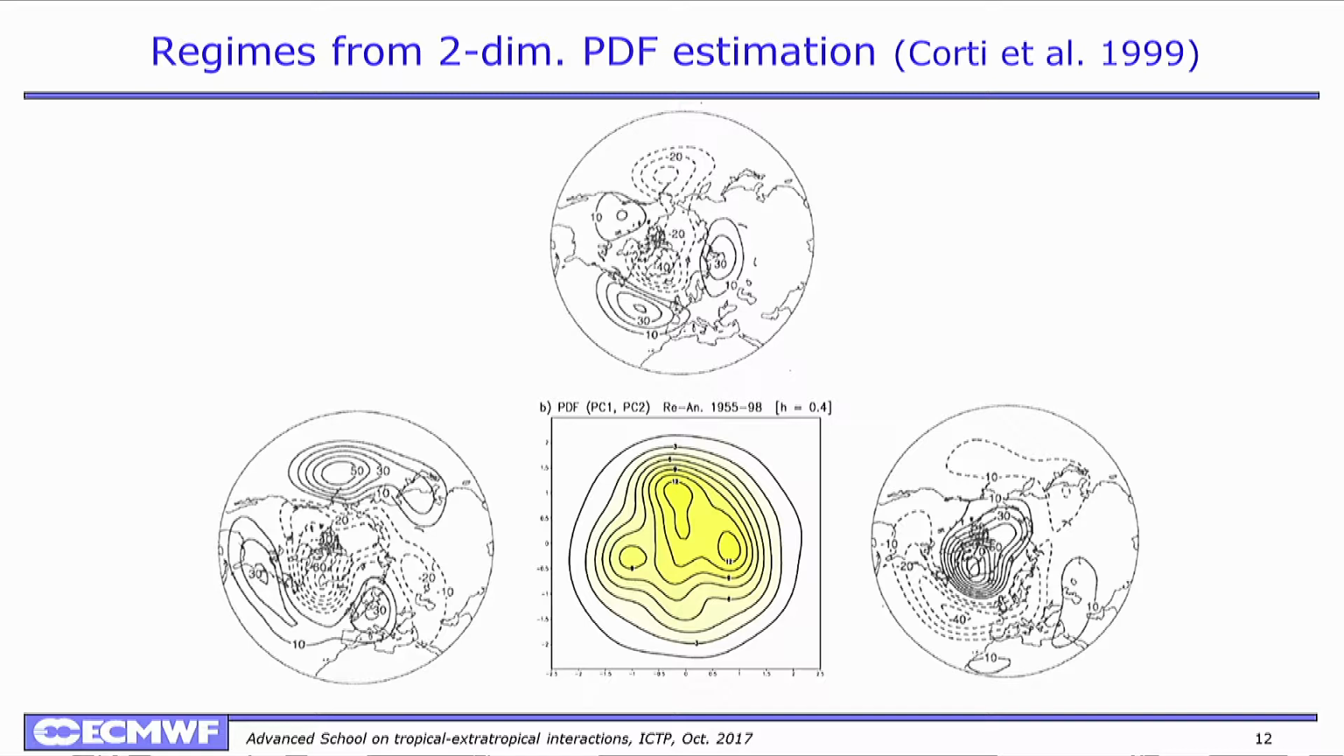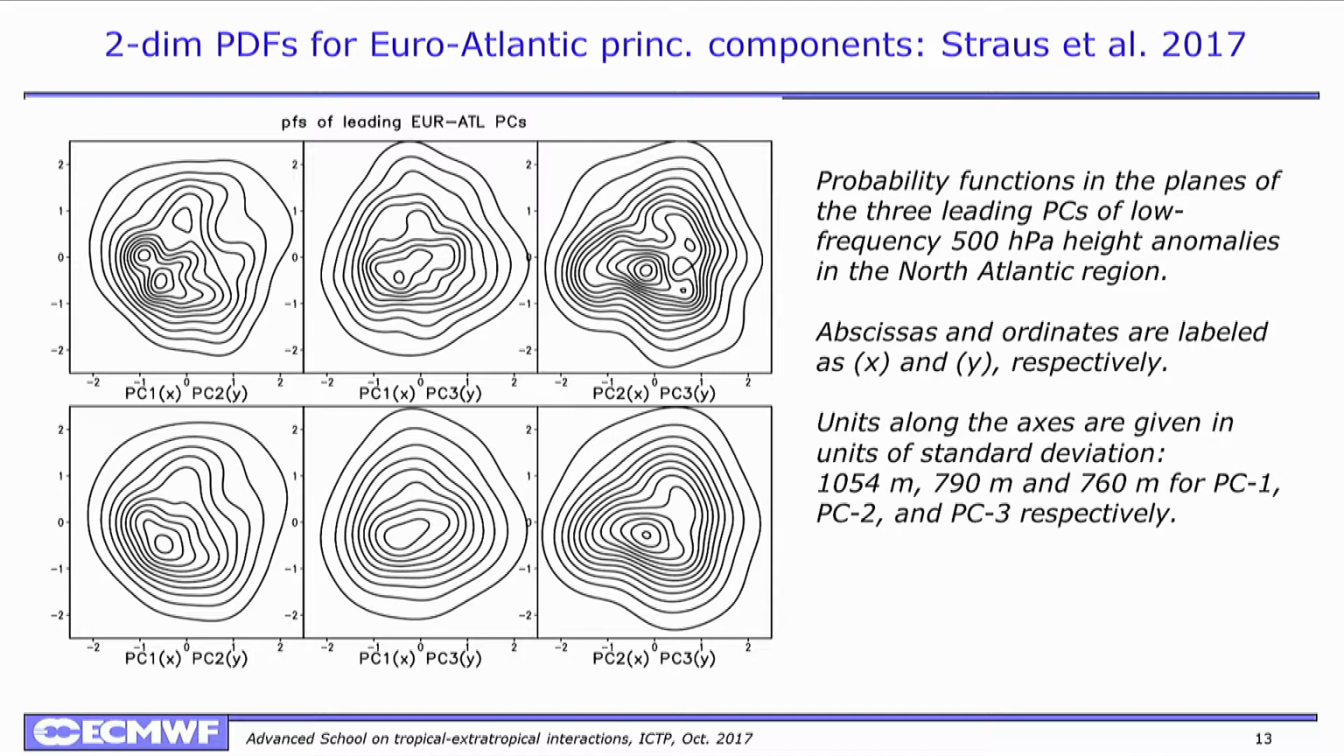But you can do that sectorially, and David, again in the same article, has done that for the first two pieces of just North Atlantic variability. And again, he did that with different smoothing. So actually, he did it using the first three. So in this case, you can actually see plots of two-dimensional PDFs using different combinations.